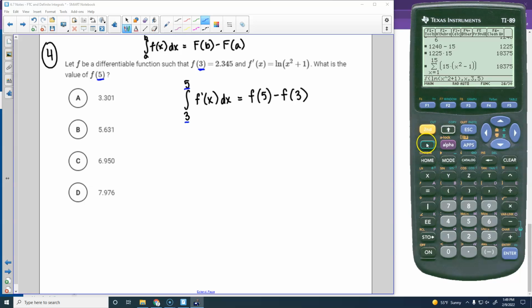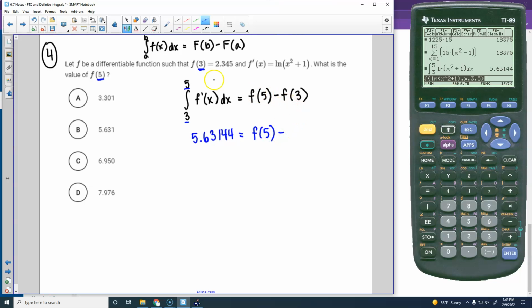And you probably want to hit the green button before you hit enter, or it might give you crazy stuff. I'm not sure if it'll give you this one or not. So this value right here is going to give us 5.63144. That will equal f of 5 minus f of 3. But we know what f of 3 is. f of 3 equals 2.345.